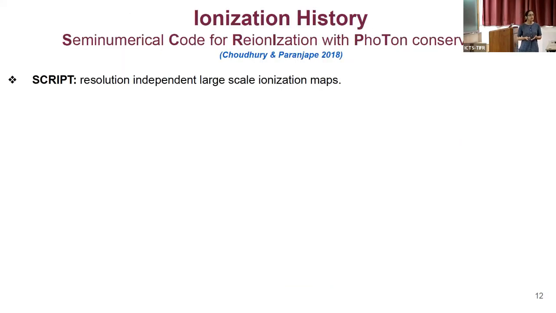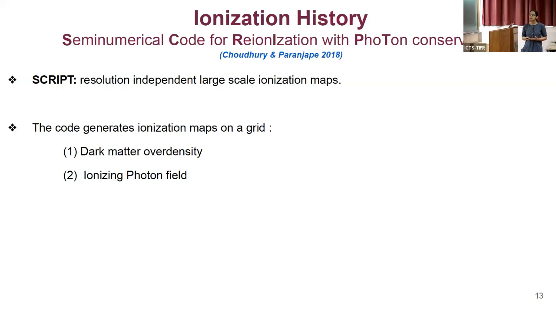Once we have modeled our sources from halos, next is how we model the ionization history. For this we use SCRIPT, a semi-numerical code for reionization with photon conservation, which was originally developed for hydrogen in order to make resolution-independent large-scale ionization maps. It also resolved the problem of photon non-conservation in excursion set models, which were originally used for hydrogen reionization. SCRIPT takes a dark matter overdensity field and an ionizing photon field as input.